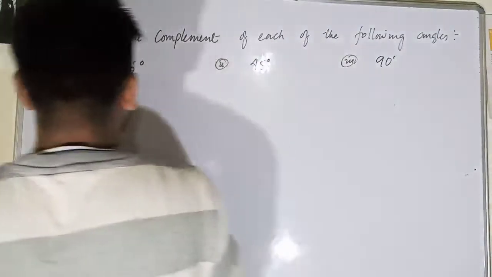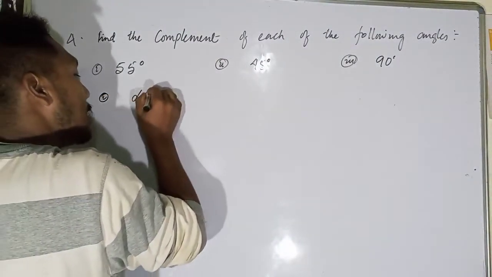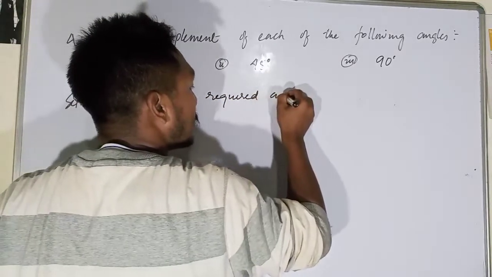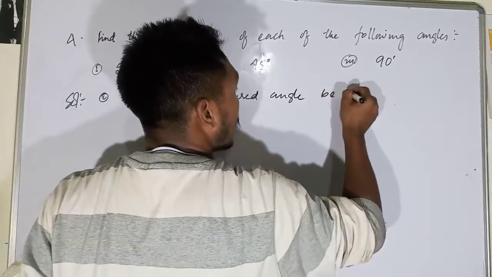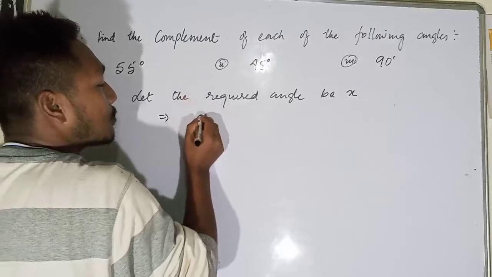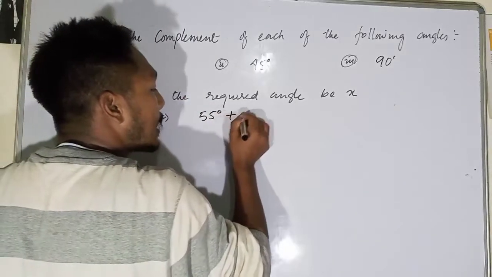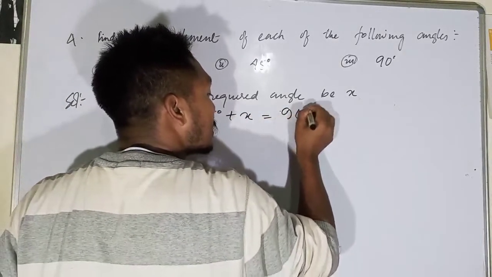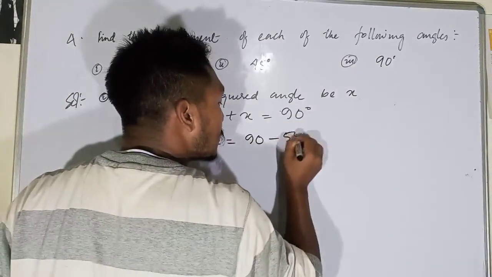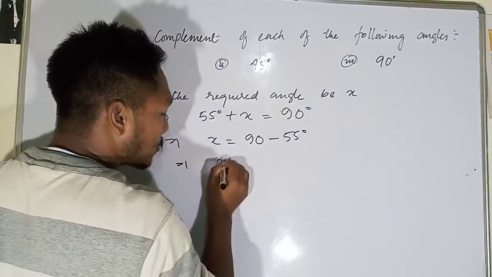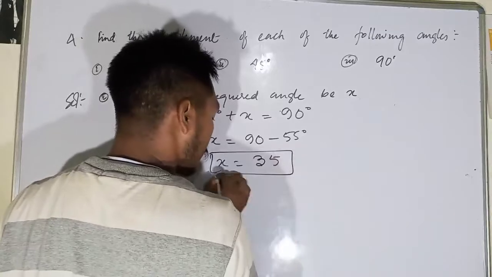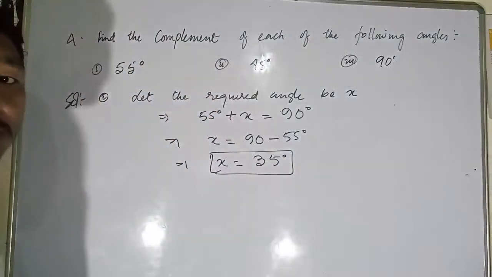Here is number 1. Let the required angle be x. If I sum these two angles, we know that complementary means what? 55 degrees plus x is equal to 90 degrees. So subtract these two. So x is equal to 90 minus 55. Our x value will be equal to 35. This is our required angle, 35 degrees.